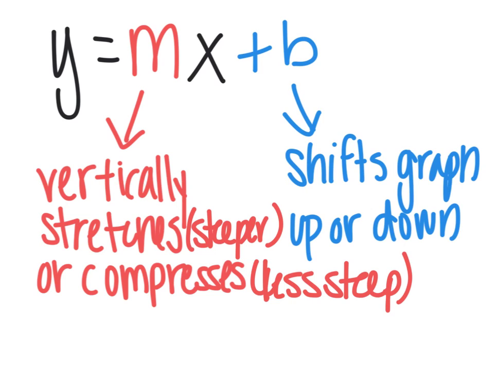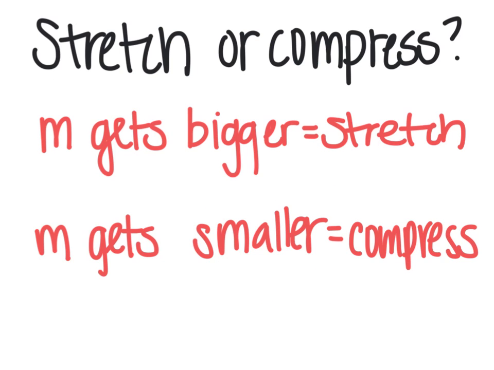So we could say that if it stretches it, it's making it steeper. That's going to be making it taller. And if it compresses it, that makes it less steep. So as m gets bigger, as my slope gets bigger, it's going to be a stretch, or it's going to make it steeper. And as m gets smaller, it's going to compress it or make it less steep.